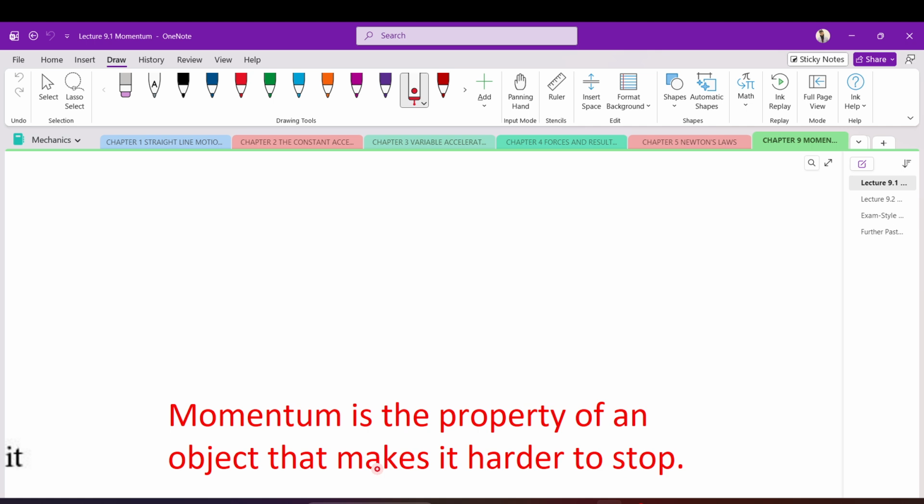Momentum basically depends on two factors. Number one is the mass of the object, how heavy it is. If a mass is heavy, it is difficult to stop that object, so it has a high momentum. If an object is moving at a high speed, even if it has a low mass, it is still difficult to stop. So therefore momentum is going to be high because of a high velocity or high speed.